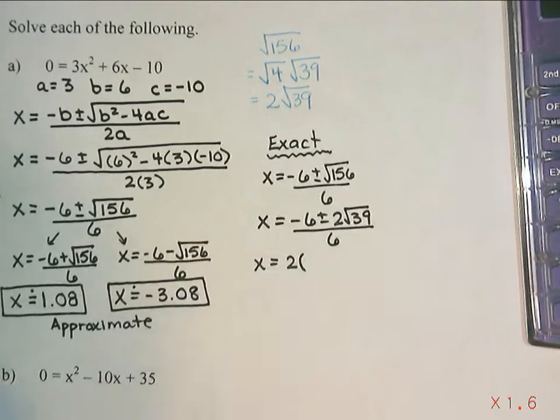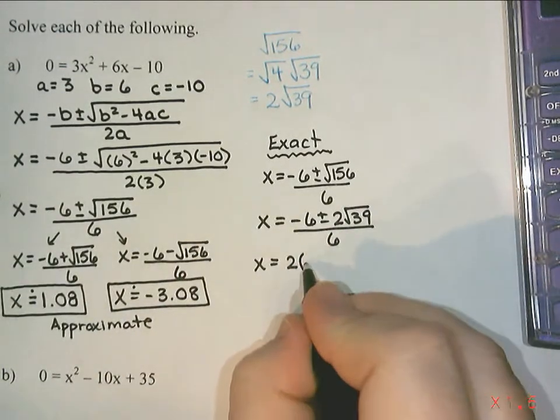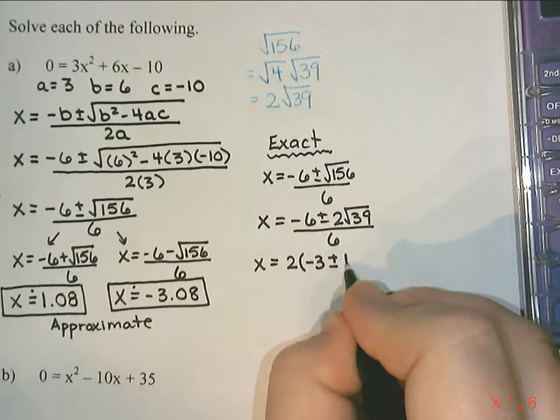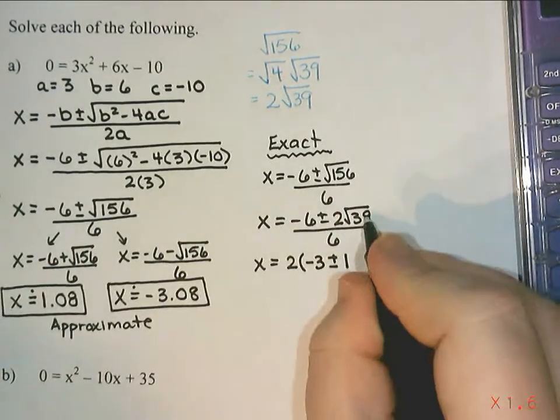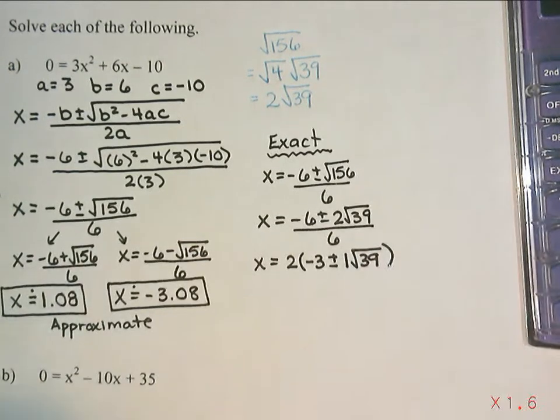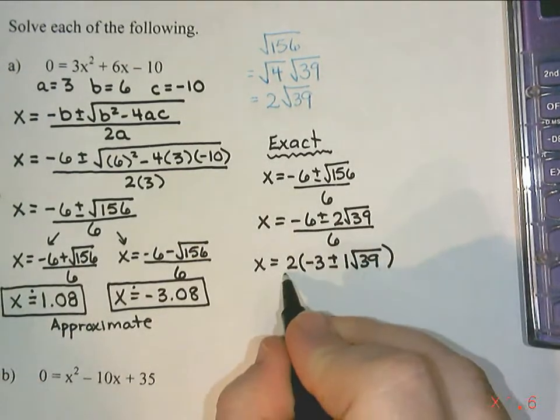If I take a 2 out, 6 divided by 2 is negative 3, plus or minus 2 divided by 2 is 1. You can put the 1 in, it's up to you. And then the square root of 39, we don't try to divide that by 2. We treat it like it's an x or a y or some type of variable.